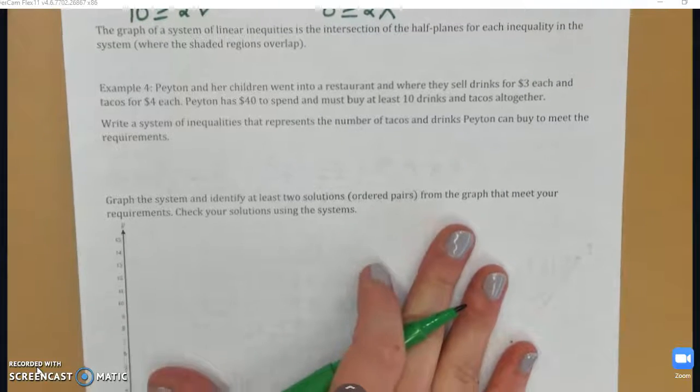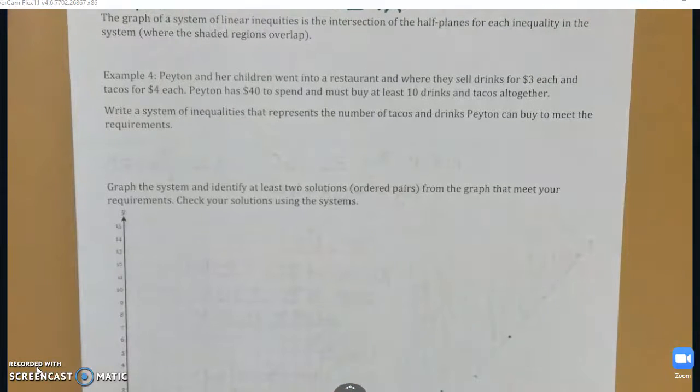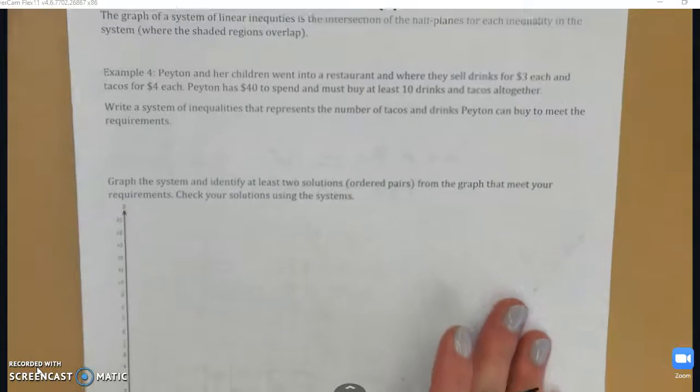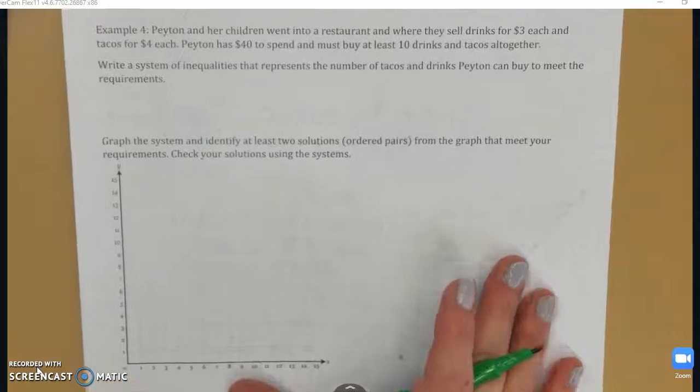Now graphing, we follow the same steps. We want the slope-intercept form. We do the same rules for solid or dashed line, shading above and below, and then your solution set is where these graphs overlap. And so any point in the overlapping region is a solution. So let's practice this again with a word problem.